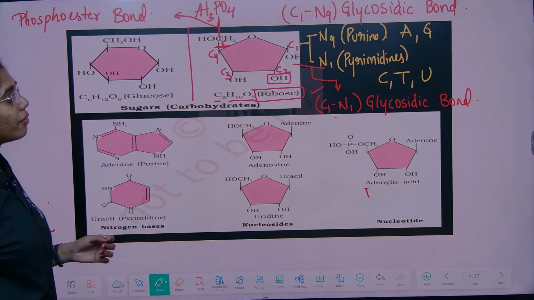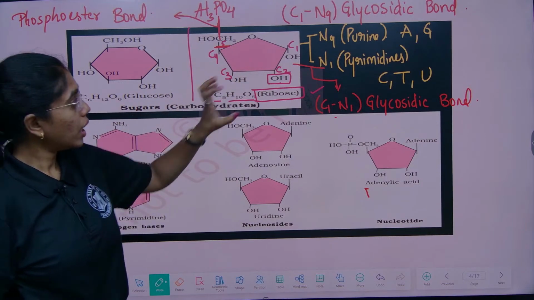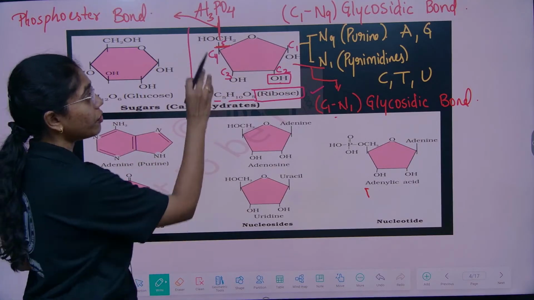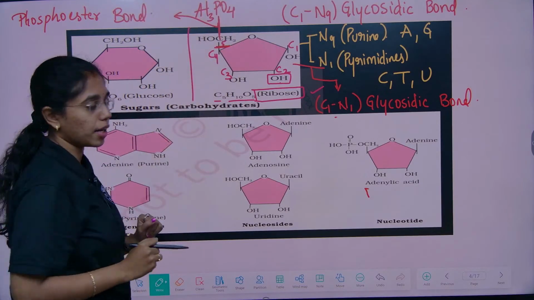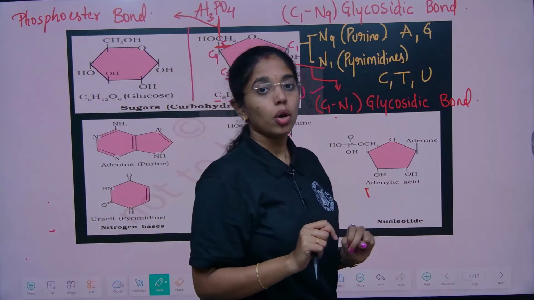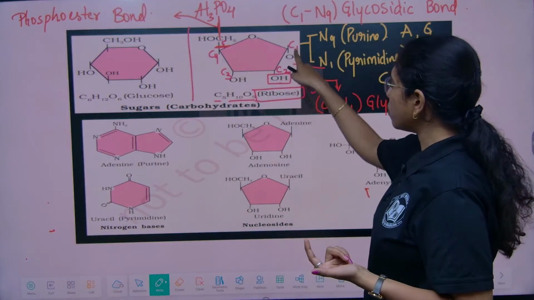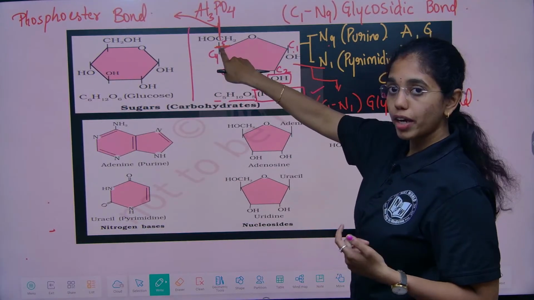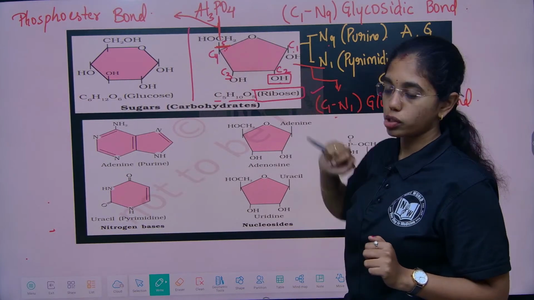So here if you observe clearly, in a single nucleotide, at the first carbon of the sugar the nitrogen base is bound via glycosidic bond. At the 5th carbon of the sugar, the phosphate group is bound via phosphoester bond. So for a single nucleotide to form, 2 bonds are involved: one is the glycosidic bond and one is the phosphoester bond. The glycosidic bond is between C1 and N9 of purine, or C1 and N1 of pyrimidine, and the phosphate group is bound to the C5 carbon of the pentose sugar via phosphoester bond.